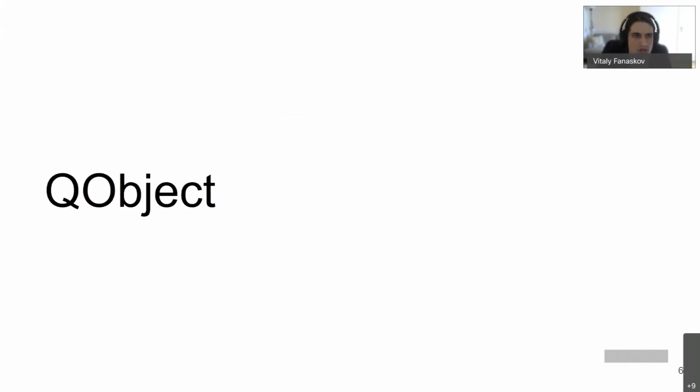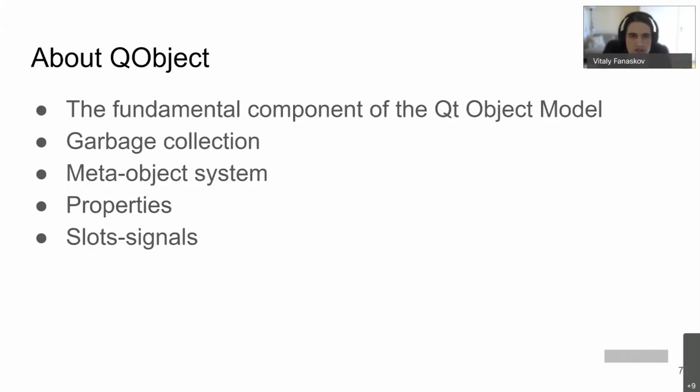So QObject for now. QObject is a fundamental component of Qt, as the Qt documentation mentions. So it's kind of the heart of the Qt object model. A lot of mechanisms in Qt rely on this class. It's a garbage collection, so I will show later what it means, but basically all children of the current QObject will be automatically removed when a root object is disposed.